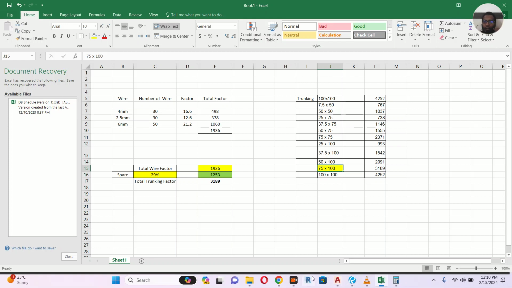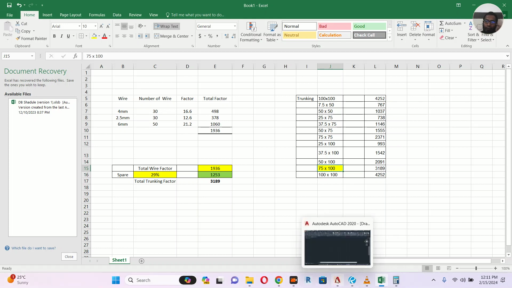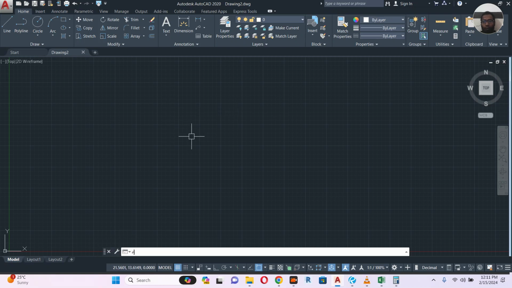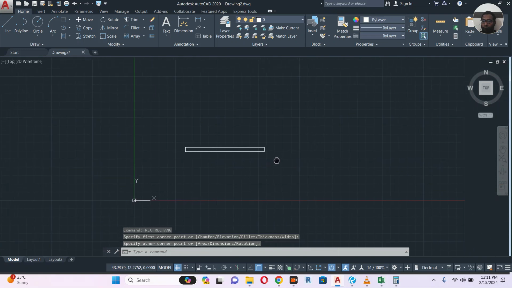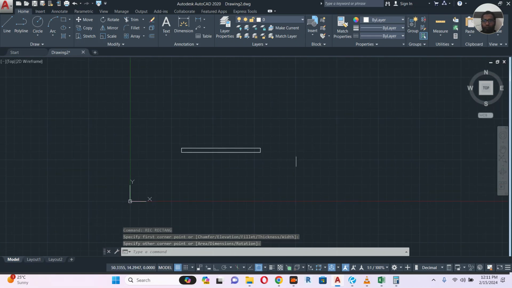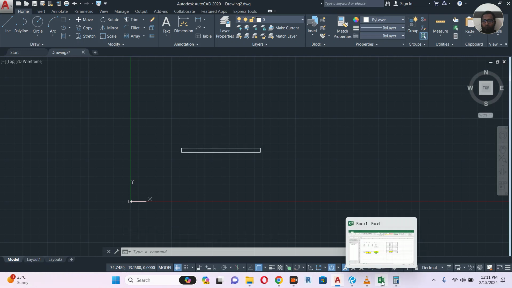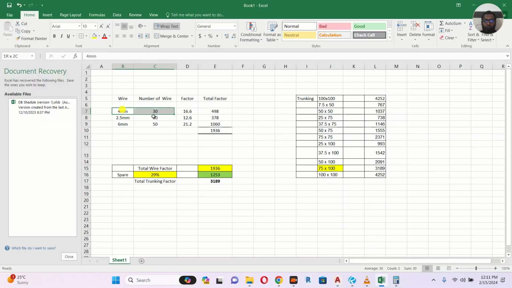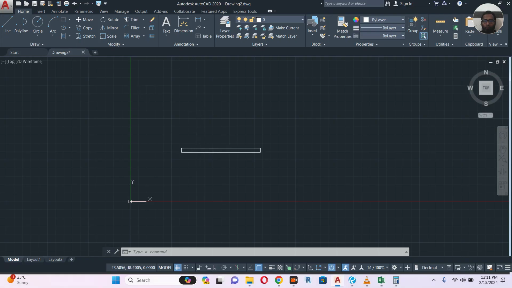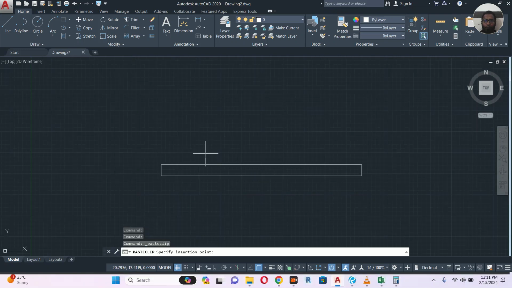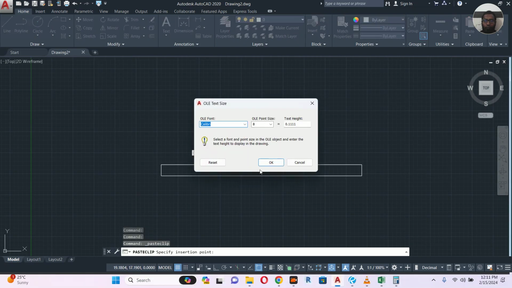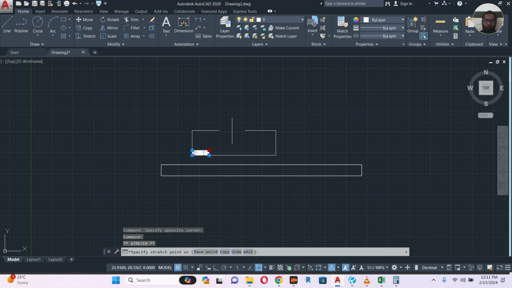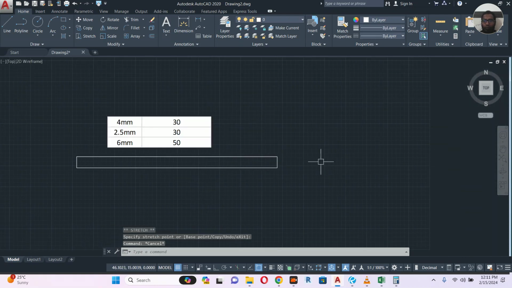So let's go to the AutoCAD again. Now I have 100 by 100 trunking here. Okay, let's say like this. So I have wire, how much wire? I have this much wire. Okay, so let's make this one a little bigger. I have this much wire.